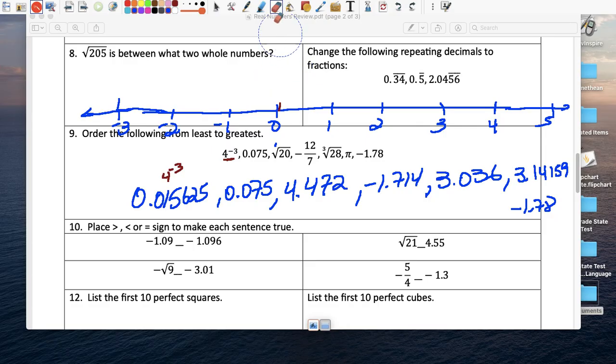You know what? Let me write the decimal equivalent. So 0.015625, and then right next to it, I'm going to write that it's 0.075. 4.472 is right around here, which is the square root of 20, and I'm going to write dot dot dot because it goes on forever. Negative 1.7, well, negative 1, negative 2, negative 1.1, negative 1.2, etc. So it's somewhere around here.